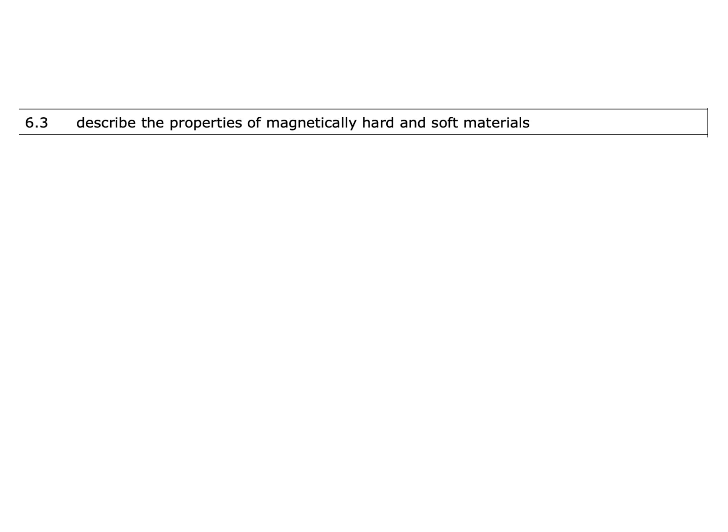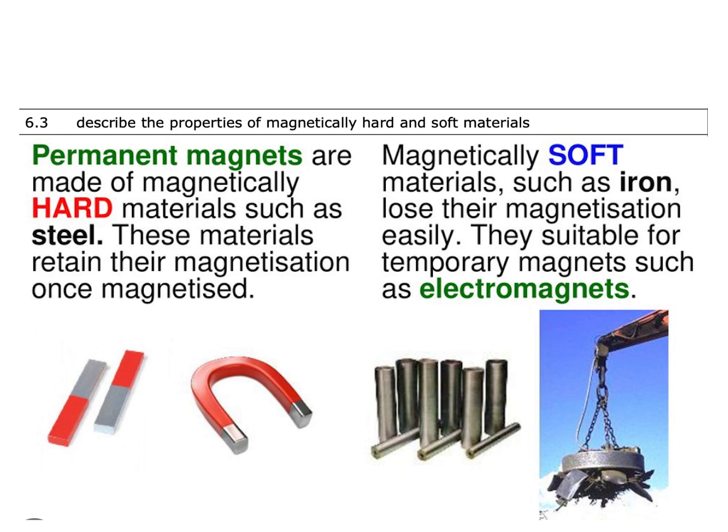So our next spec point is 6.3, to describe the properties of magnetically hard and soft materials. Well, magnetically hard materials are difficult to magnetize and difficult to demagnetize. And these can include materials such as steel, and these are useful to make permanent magnets out of, such as bar magnets. Whereas soft magnetic materials are easily magnetized and easily demagnetized. Now this is a material such as iron, and this is really useful to make electromagnets out of, because of that ability to magnetize and demagnetize easily. But we'll talk about electromagnets a bit more in a later lesson.